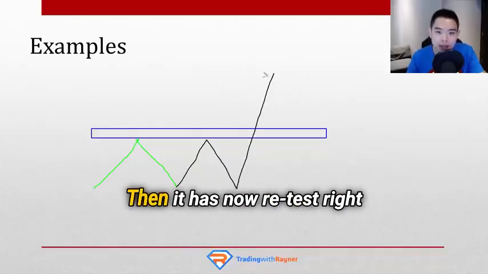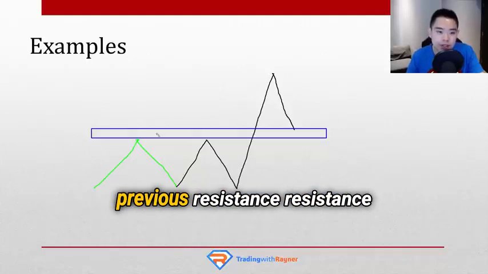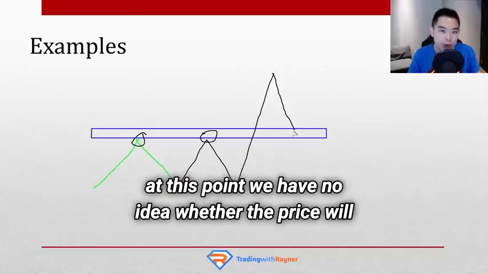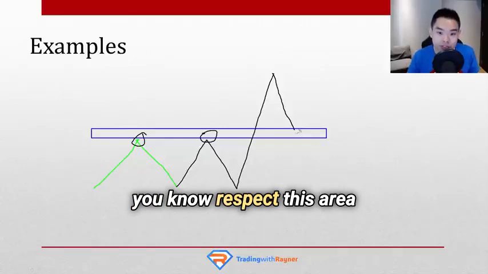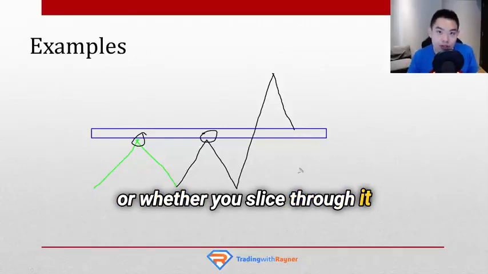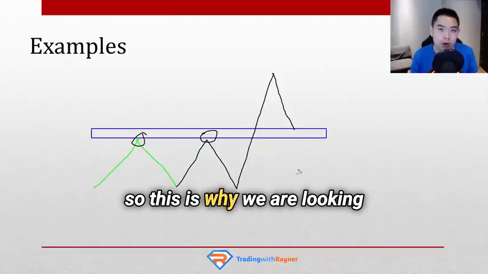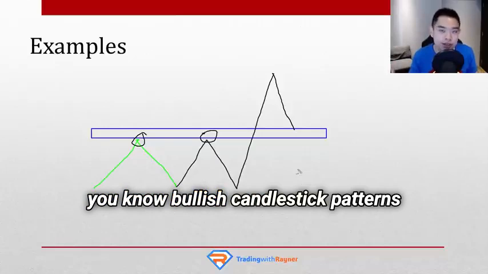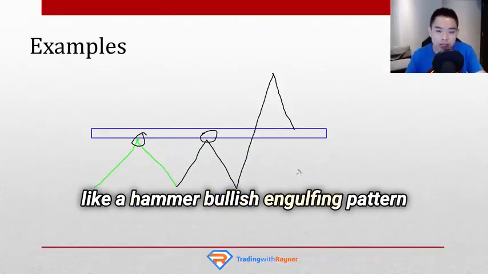That's number one. Then it has now retested, right? Previous resistance, which could become support over here. At this point, we have no idea whether the price will respect this area or whether it'll slice through it like a hot knife through butter. So this is why we are looking for a bullish price rejection. This could be things like bullish candlestick patterns like a hammer, bullish engulfing pattern, etc.